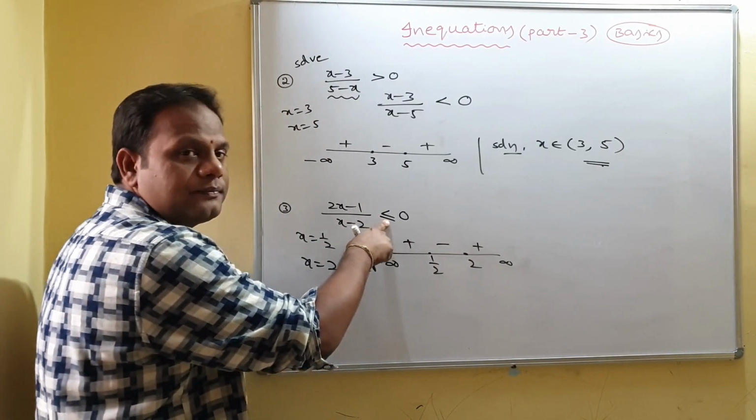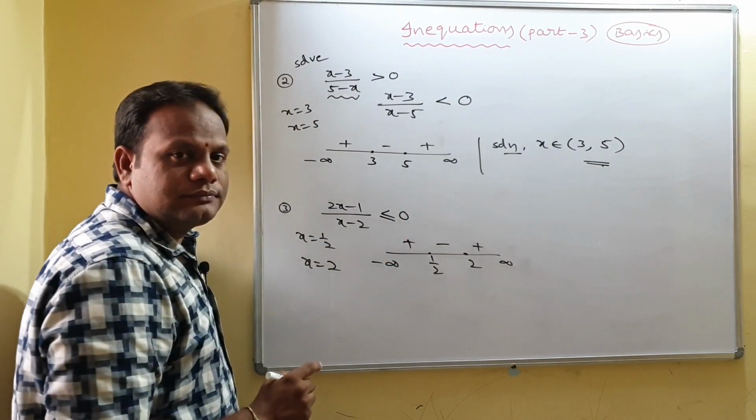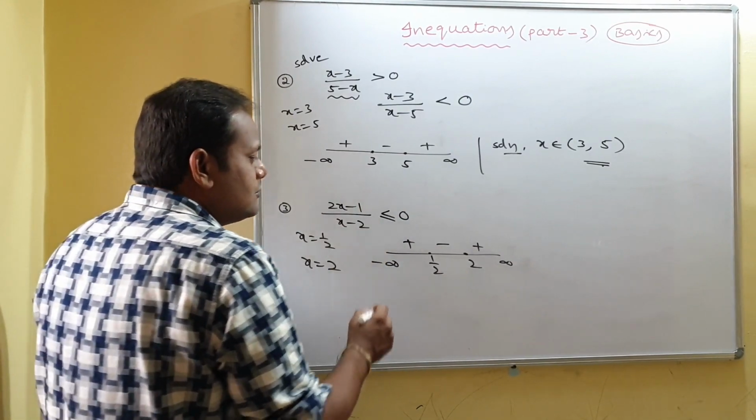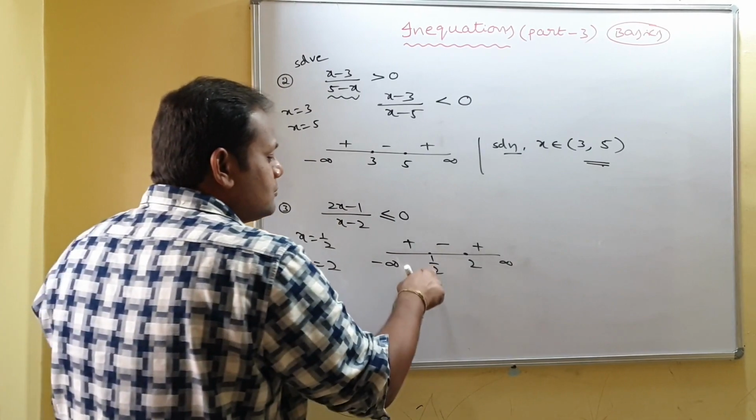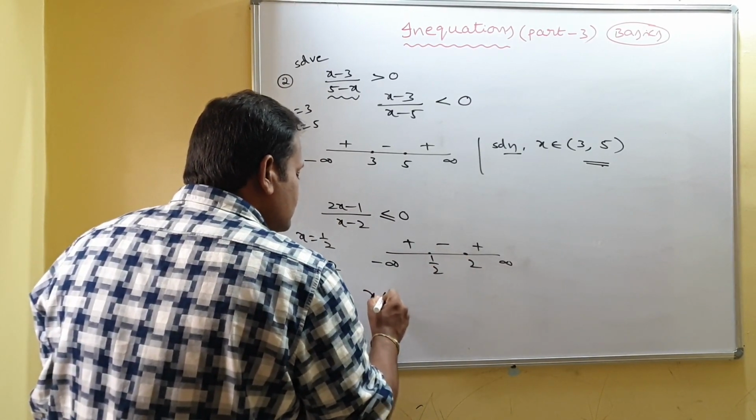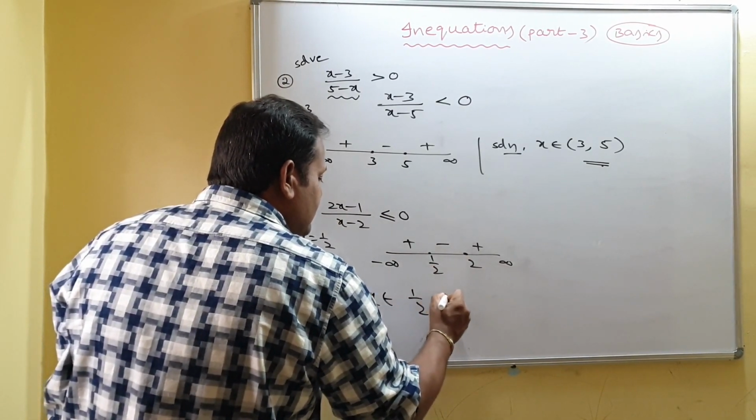Here what we want? Less than 0. Is it? So less than 0. Where less than 0 means what? Negative. Where it is negative? Between 1 by 2 and 2. So solution is between 1 by 2 and 2.